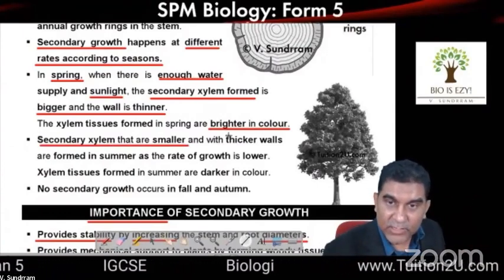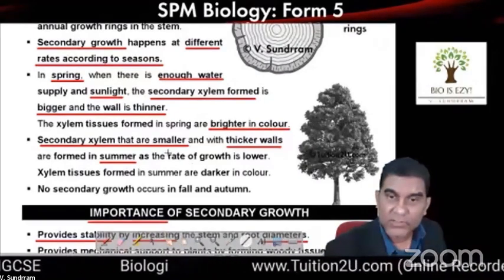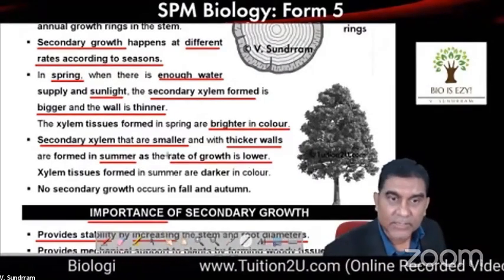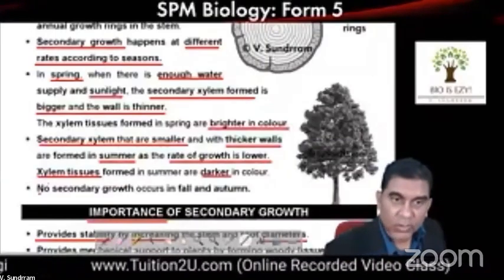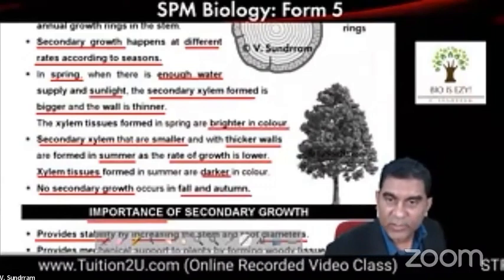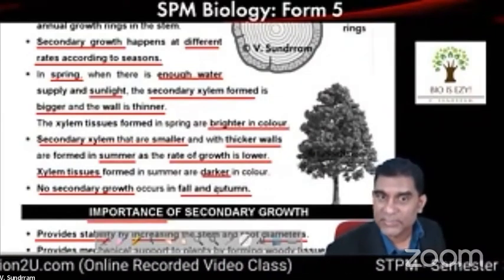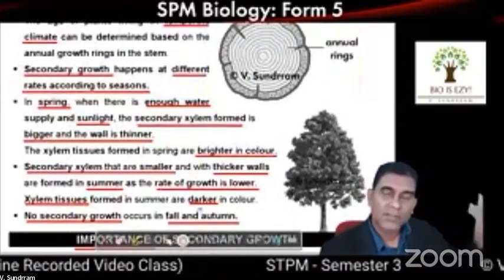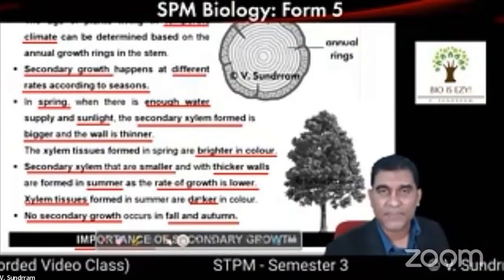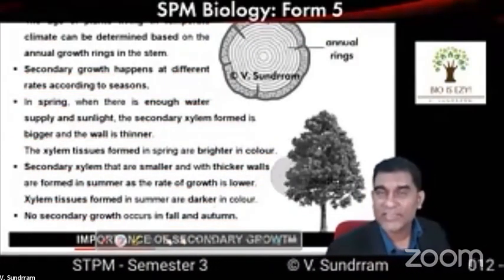Secondary xylem, smaller, thicker wall in summer because the rate of growth is lower. Xylem tissue forms a darker color. No secondary growth in fall and autumn. There's nothing hard in this explanation. Just remember the larger balloon and the smaller balloon, and you can get your 5 marks plus minus. It has come out in the trial exam, the actual exam hasn't come out yet. Secondary growth done.